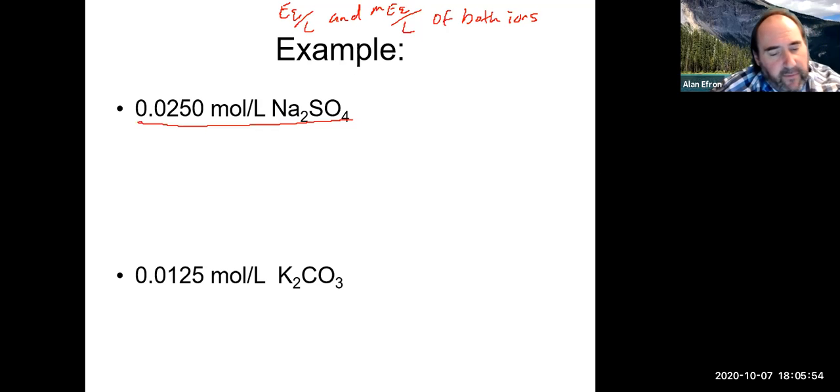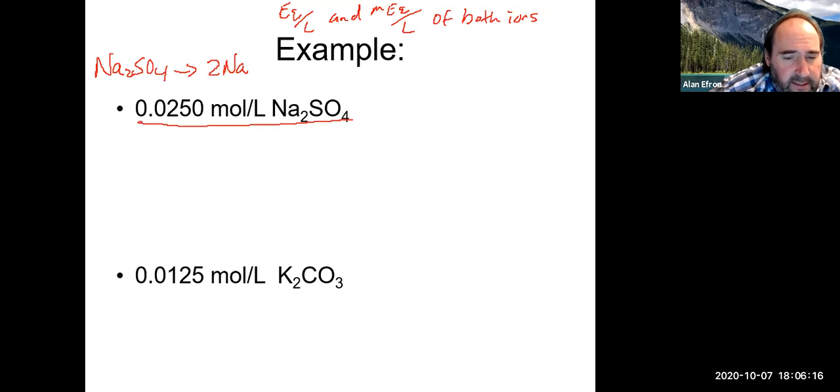But first, what we want to figure out is, if I take a solution that's made up of sodium sulfate, what I get in terms of ions. So if I have a solution of sodium sulfate, when that breaks apart, it's going to break apart into 2 sodium ions and 1 sulfate ion. So I basically get a 2-for-1 deal here, okay?